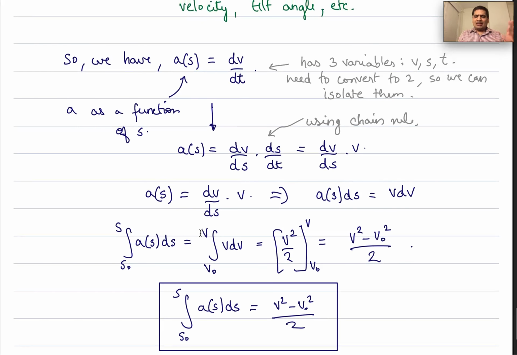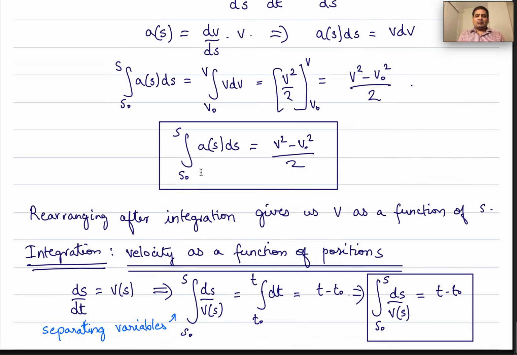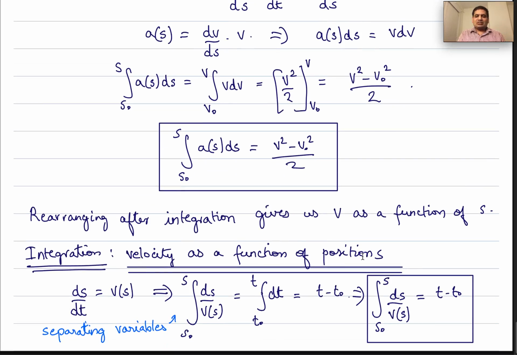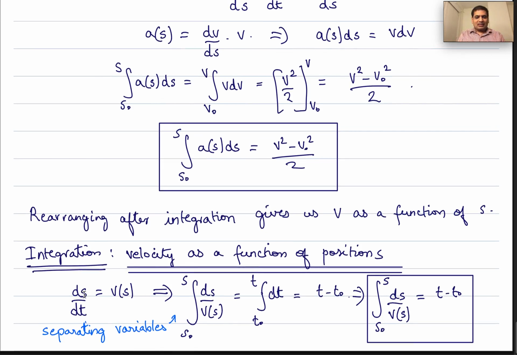But what if we want velocity as a function of time, right? At the end of this, we'll have velocity as a function of position. So if you have velocity as a function of position, we can integrate that again to get velocity as a function of time, or position as a function of time. Okay, so how do you do that? It's exactly the same as before. We have velocity as a function of position.